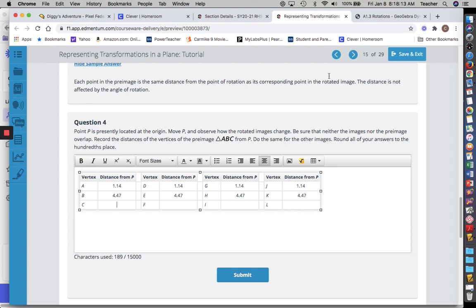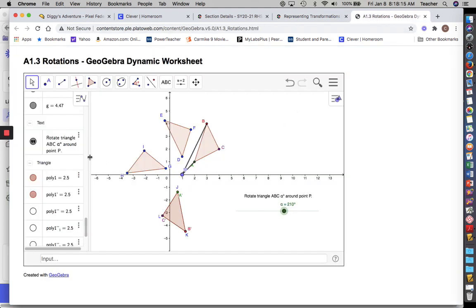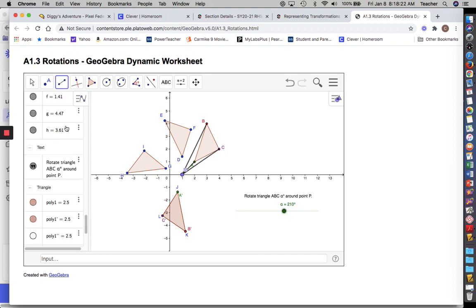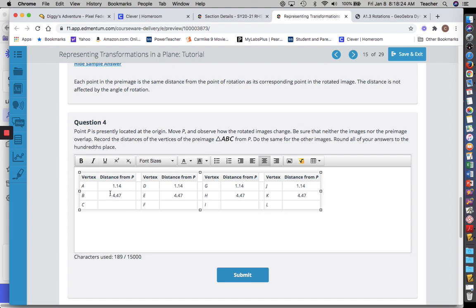All right, last one, C to P. I'm going to draw a segment from C to P. And 3.61, so they're all going to be 3.61. Now listen, you may have put your P somewhere differently than I did, so your answers are going to be different than mine.